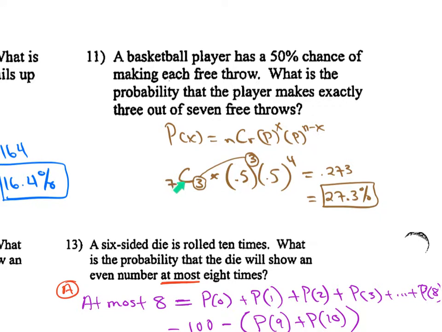So that's 7C3 times 0.5, because it's a 50% chance of success, raised to the 3rd power, because that's how many successes we want, and then 50% chance of failure, and that would happen 4 times. And you notice the 3 plus 4 gives you the total of the 7 events. All right, put all this in the calculator, and you get 0.273, which converts to 27.3%.